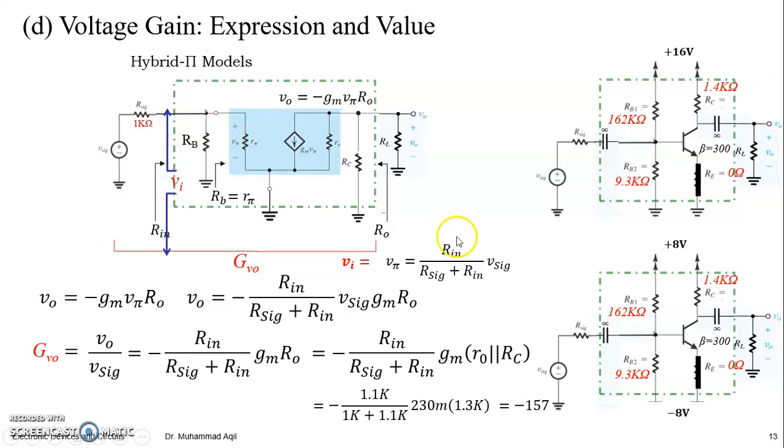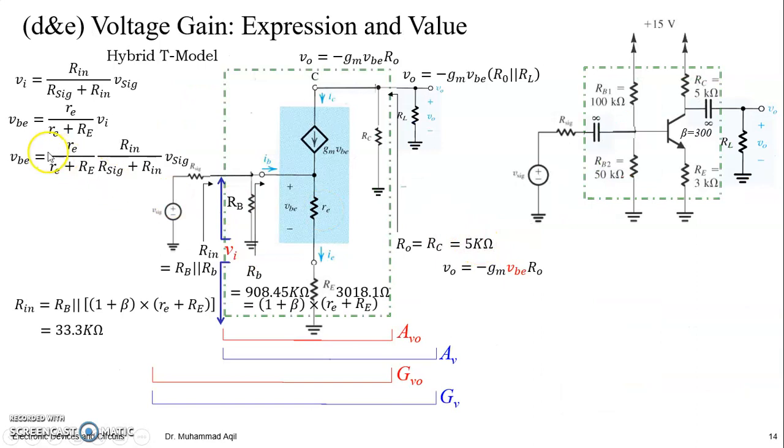But now, VBE is a part of Vi, because Vi is actually equal to the parallel combination of RB, with the series combination of discrete RE and your internal base to emitter resistance. So now we are ready to write the equations for the gains.